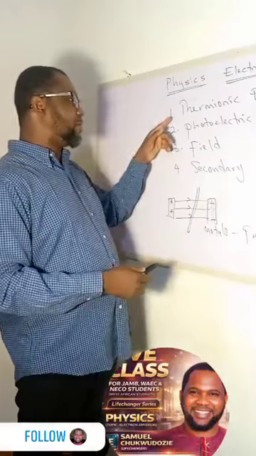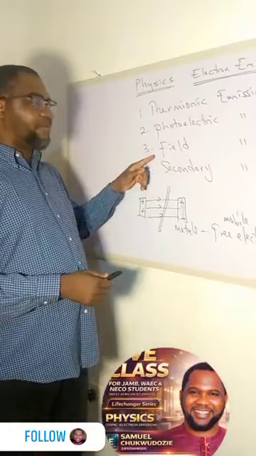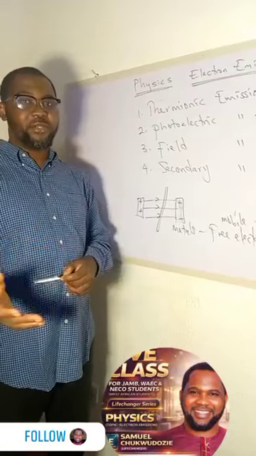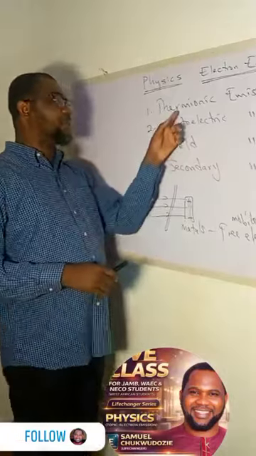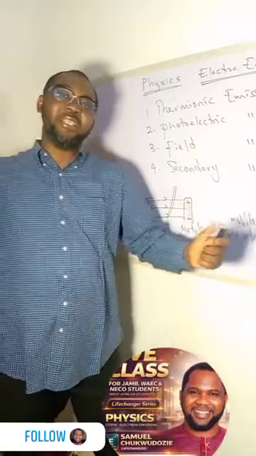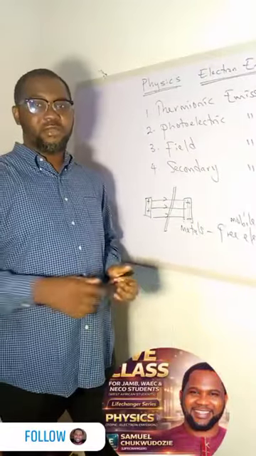Now these three emissions, thermionic emission, photoelectric emission, and field emission, the three of them fall under the category you can call primary emission. Now, when electrons are emitted from the metal surface, and those electrons go to hit another metal and cause more electrons to be emitted, that is secondary emission.